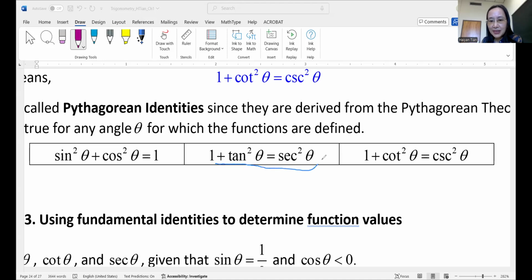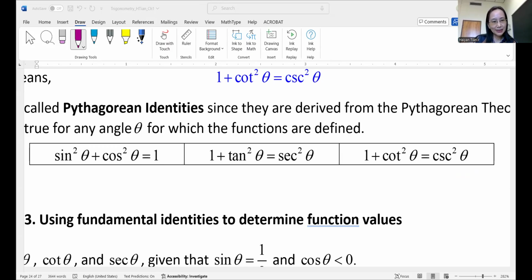And because of the second identity, tangent and secant function values are related. So if you know tangent theta, you can use this identity to determine the secant theta. And the third identity shows that cotangent and cosecant theta are related by this identity. So if cotangent is known, it will help you find cosecant theta, or vice versa.